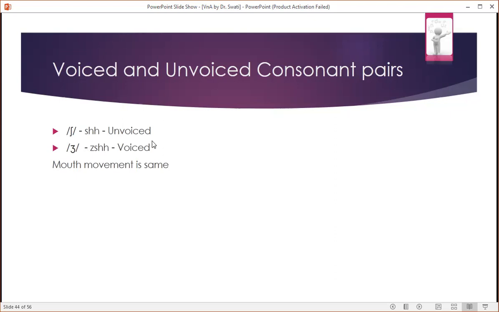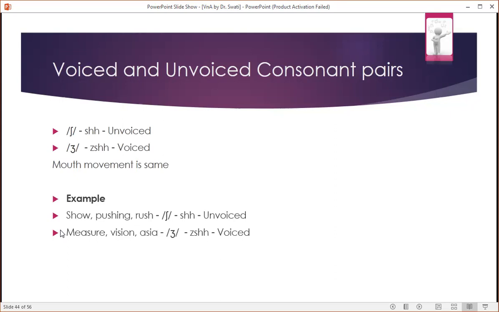So like that, it is coming from the throat. When it is coming from the throat, the sound is voiced. Let's see some examples, which will help you to remember this. Show, pushing, brush. Okay, all of these are coming from the front of the mouth.